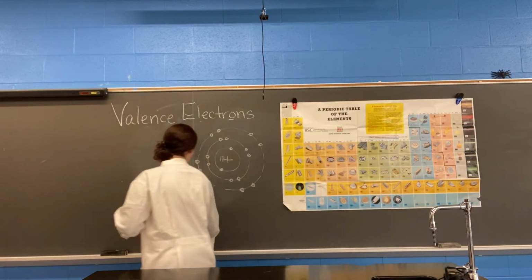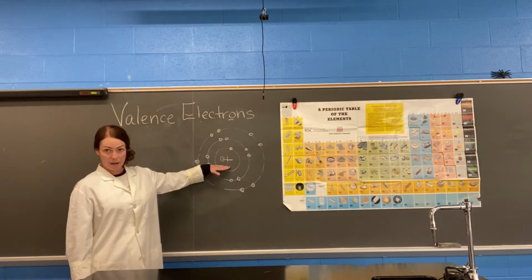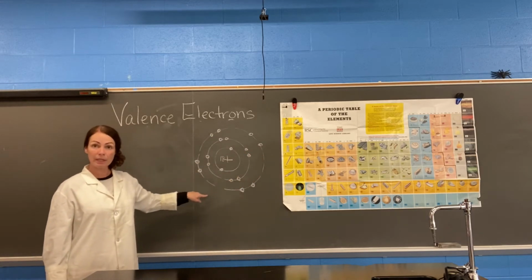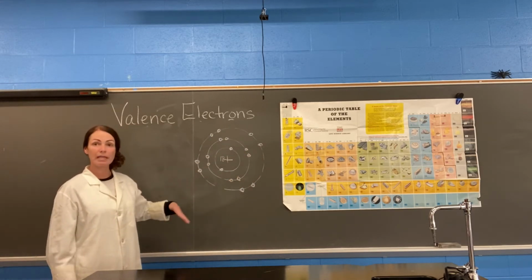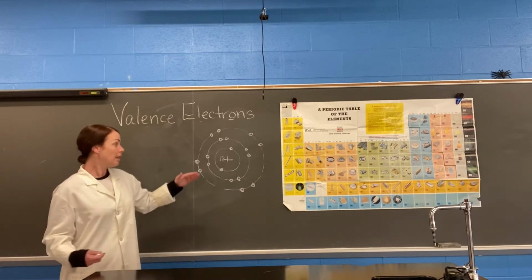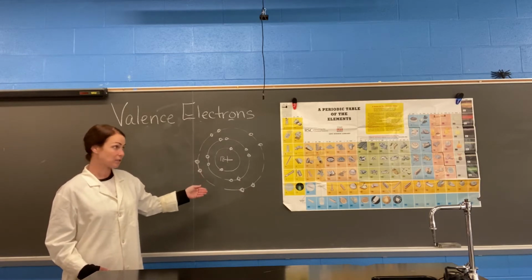So I'm going to give you a couple of examples. If, for instance, we look at argon, argon has this outer energy level. Because it has 3 energy levels, the third energy level is the outside energy level. That's where the valence electrons are. That means that argon has 8 valence electrons.